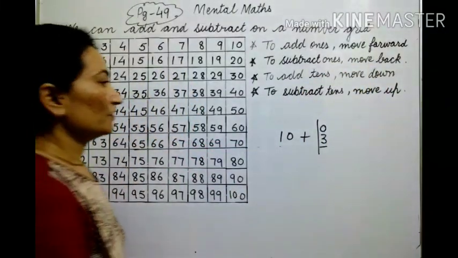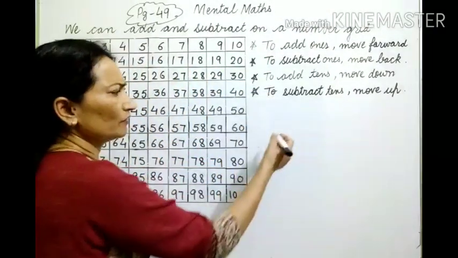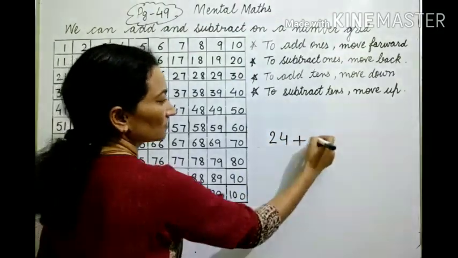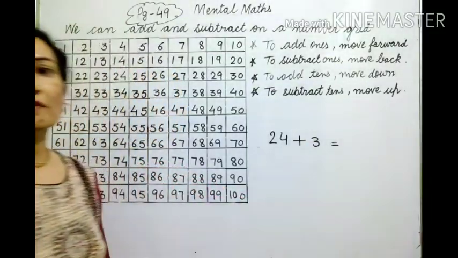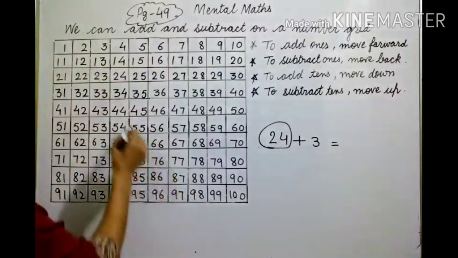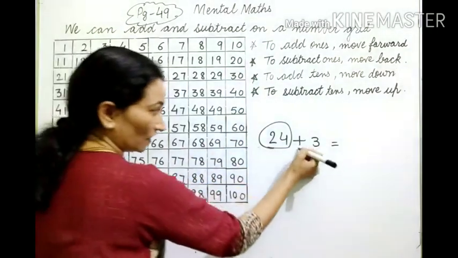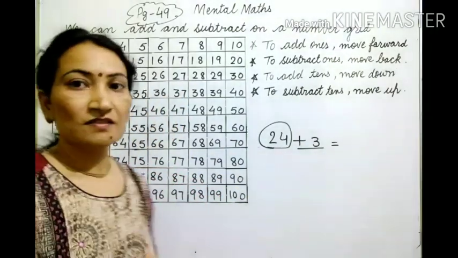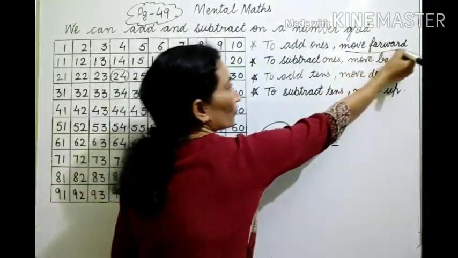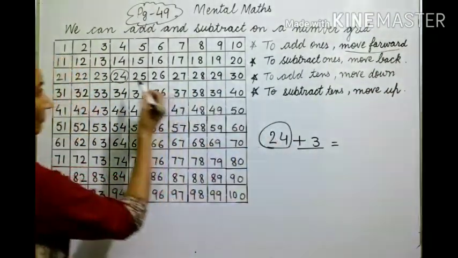For example, any number we can take. We take 24 plus 3. Then how will we add? One number is given. You will find 24 in the table. Circle it. You are adding 3 ones, means 3 is a single digit number. So according to the first rule, you will move forward. Move forward 3 steps starting from 24.